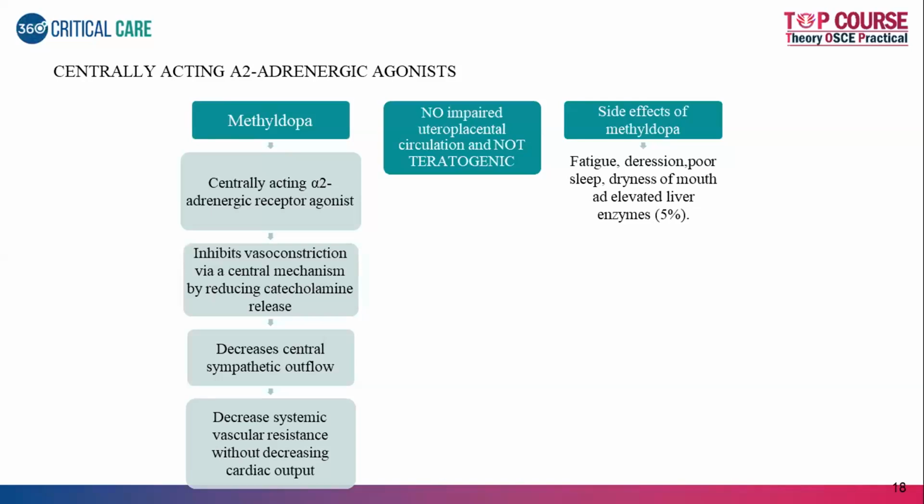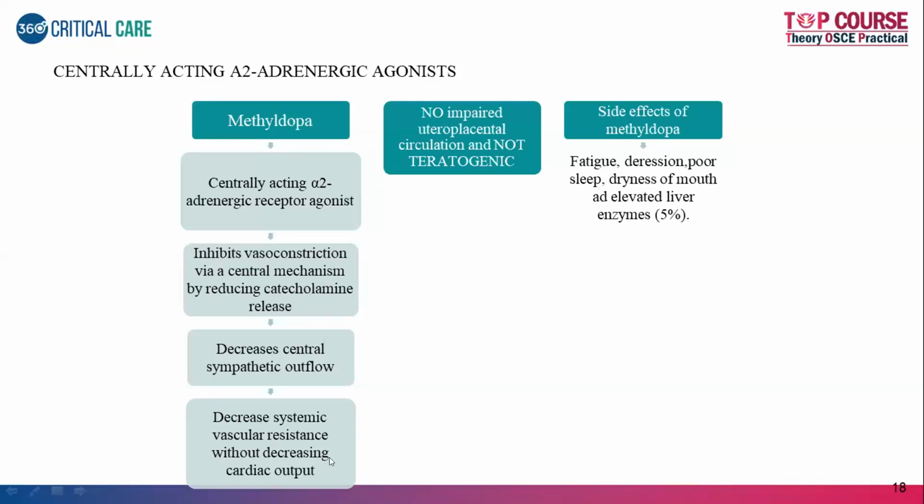The most commonly used drug is the centrally acting alpha 2 adrenergic agonist, that is methyl dopa. It inhibits vasoconstriction. As I told, vasoconstriction is the main mechanism. So it inhibits vasoconstriction via a central mechanism by reducing catecholamine release. This decreases the central sympathetic flow, which further decreases your systemic vascular resistance without decreasing your cardiac output.